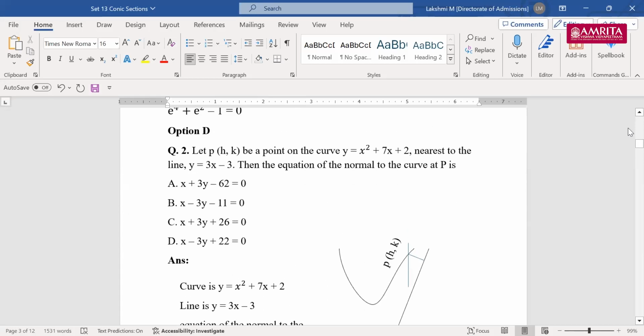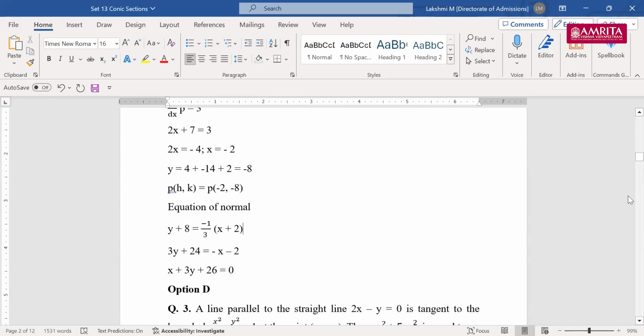I'm sorry, it's option C. It's not D. Somebody who has given the option, it's correct only. Okay, so this is option C. Is this question clear, children?